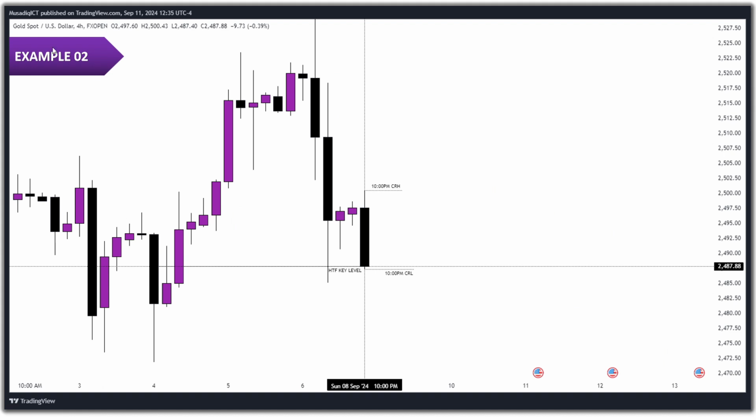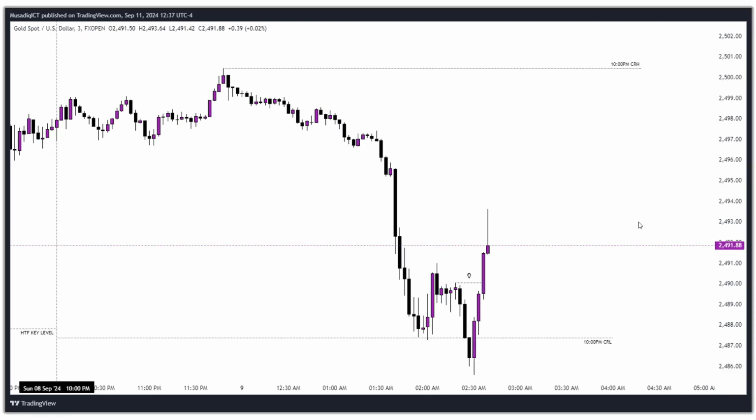So this is example number 2. We have the 10 p.m. candle range low and candle range high. We'll be looking for either it takes out the sell stops and goes higher, or it takes out the high and then comes down lower. This is the 3-minute chart. We have the high time frame key level and the 10 p.m. candle range low. We shifted the structure, and there you can see the breaker block.